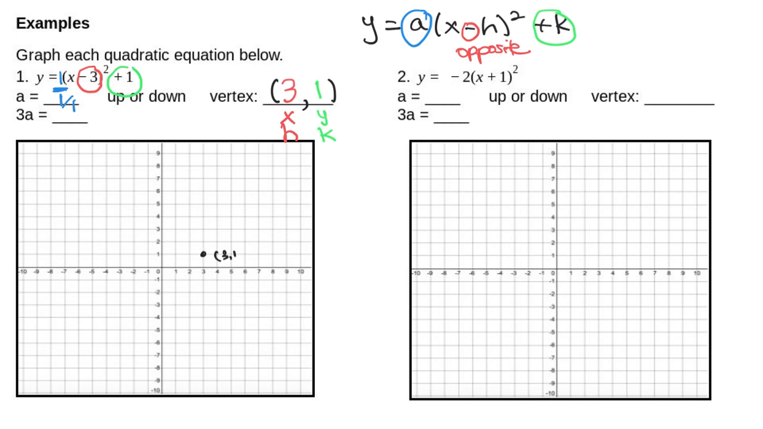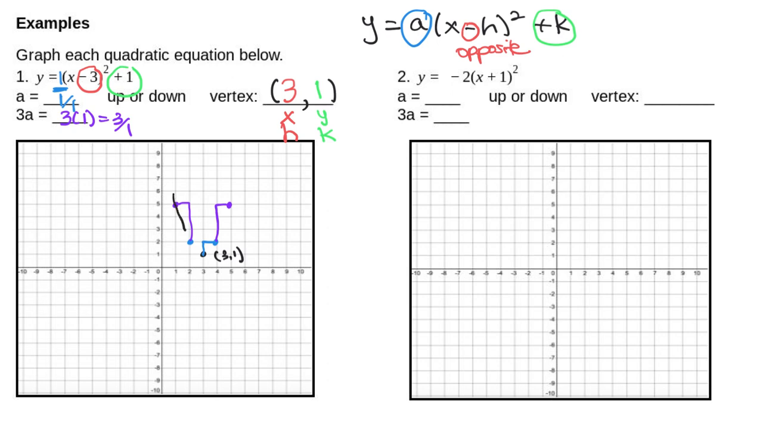We plot that vertex. And then we're going to use our step, and up 1 over 1 in both directions is that first step. The third step that we found in our opener always comes out to be 3 times our a value. So 3 times 1 is 3. And again, we can think of that over 1. That means our next step. So I'm going to go up 3 to the right 1, and then up 3 to the right 1 there. And then we're going to connect these points with a smooth curve.